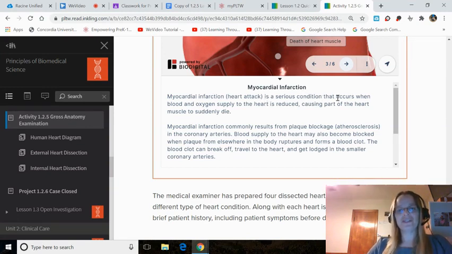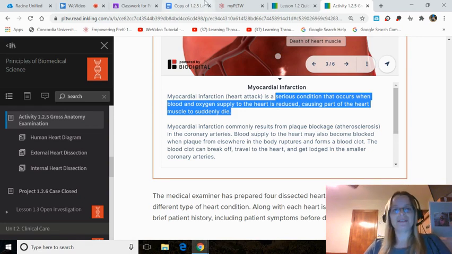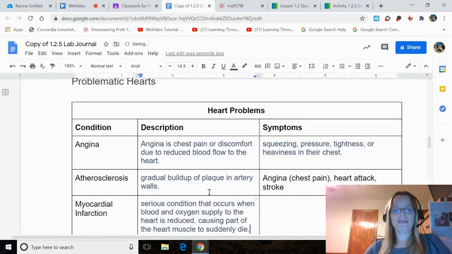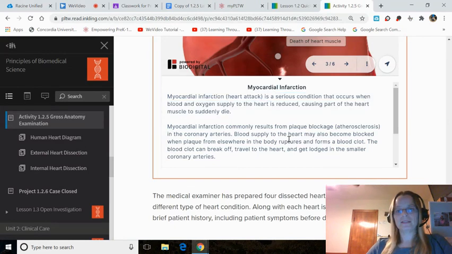A serious condition that occurs when blood and oxygen is reduced, causing part of the heart muscle to suddenly die. No. That is a description. I'm going to highlight that and Control C and Control V. It's a fancy medical way of saying heart attack, which is not good. All right, so let's see. Commonly results from plaque blockage, atherosclerosis.